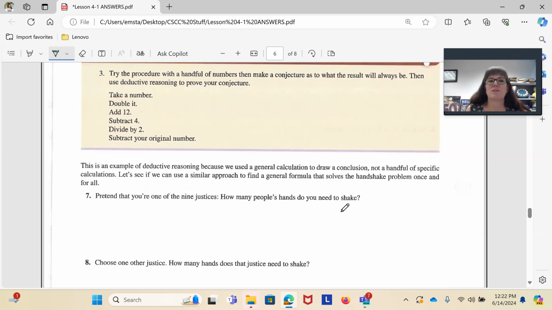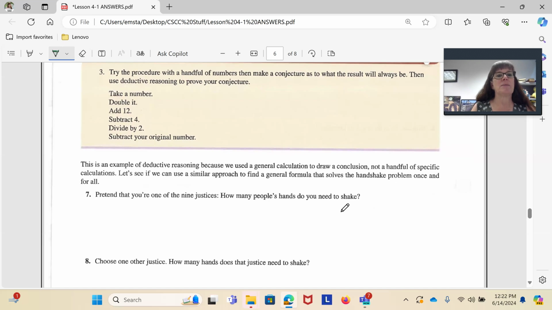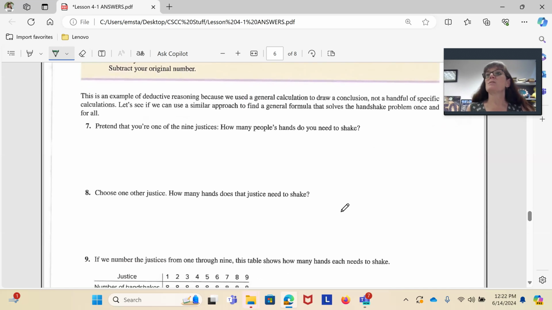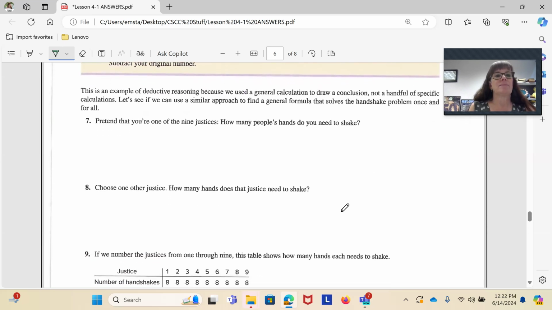So they're going to walk us back looking at the justice problem just a little bit. This is towards the middle of page 448. It says, this is an example of deductive reasoning because we can use a general calculation to draw a conclusion, not specific examples. Let's see if we can do that with the handshake problem too. Pretend that you're one of the 9 justices. So I'm a justice. There's 8 other people I have to shake hands with. So I have to shake 8 hands.